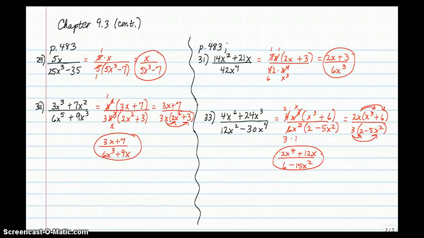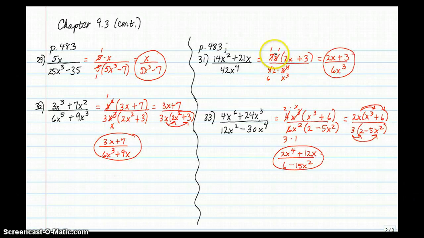Okay, on number 31, we can factor out from 14 and 21 a 7, and from x squared and x we can factor out an x. So 7x. So 7x times what gives you 14x squared? Well, that's 2x. 7x times what gives you 21x? That's plus 3. And then I just stretched out 42 times x to the fourth.